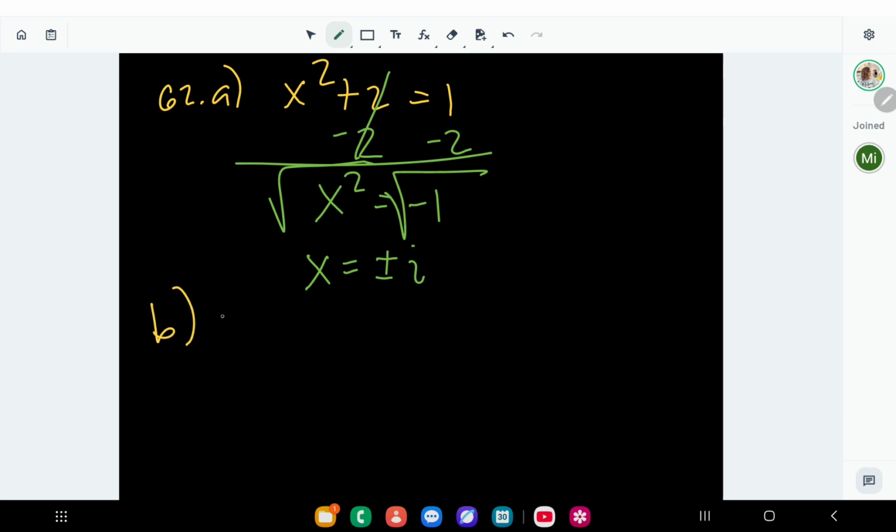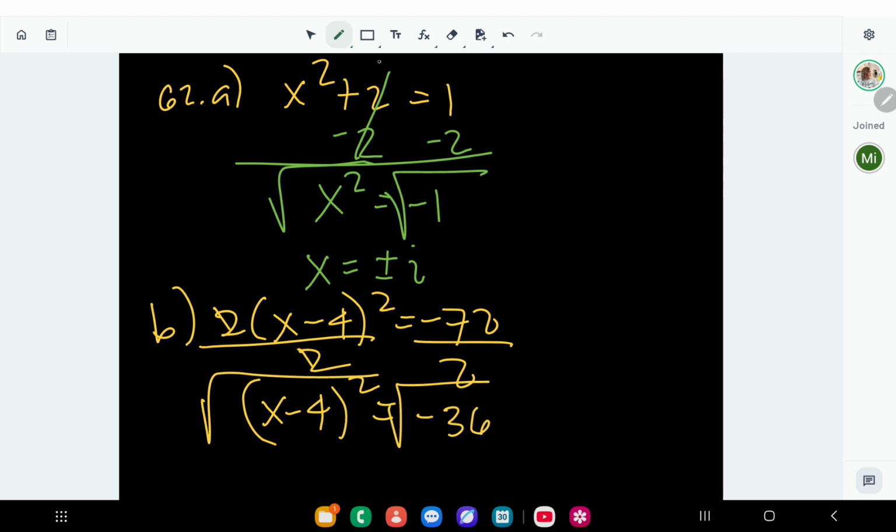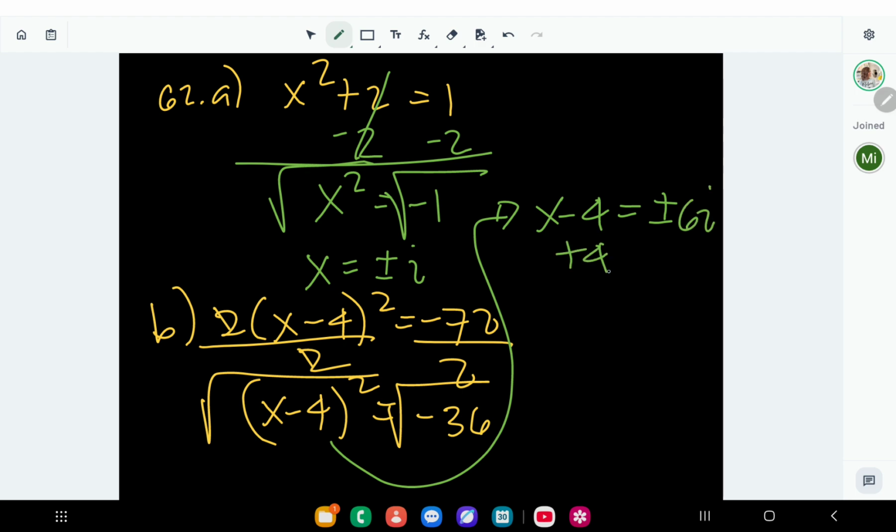And then for letter B, you divide by 2. You're right. Negative 72, divided by 2. So x minus 4 squared equals, what is 72 divided by 2? Okay, so this is negative 36. And we get the square root. So this would become x minus 4 equals plus minus 6i, right? Then we add 4 to both sides. So x is equal to 4 plus minus 6i.